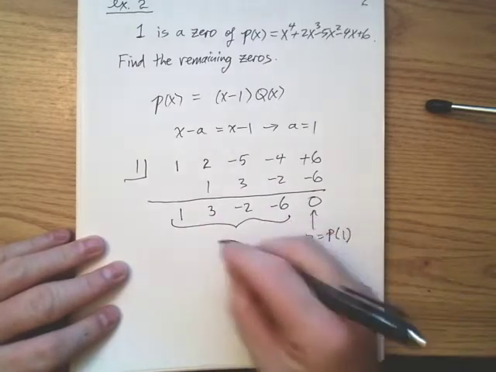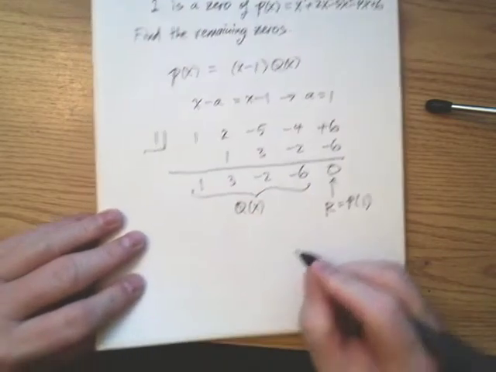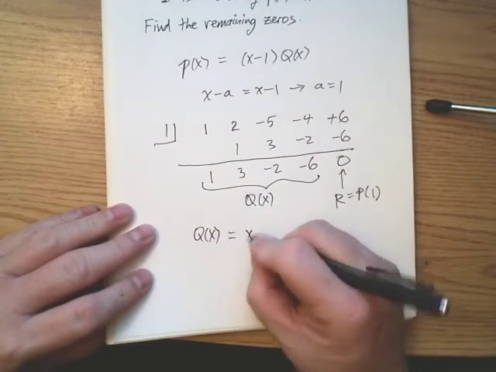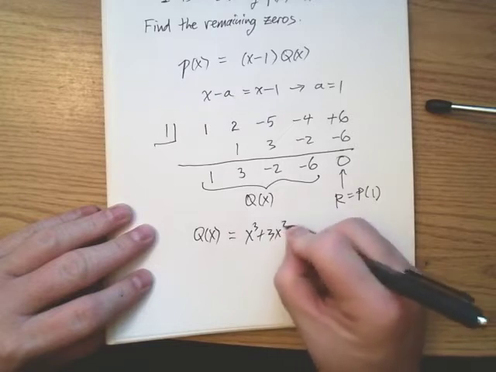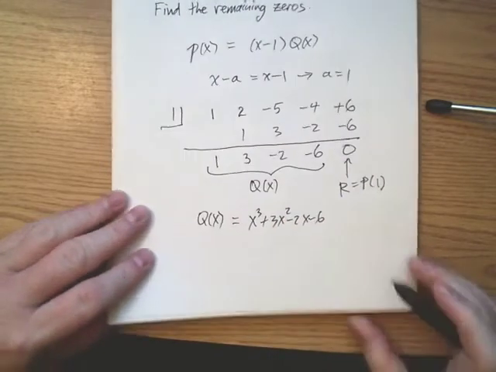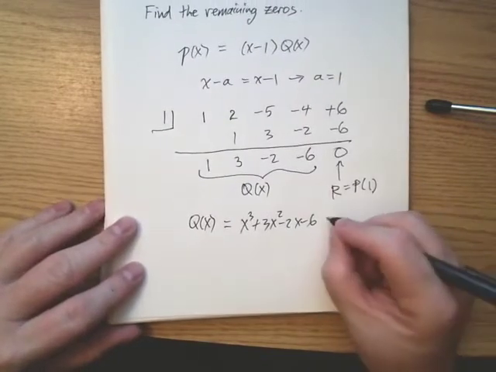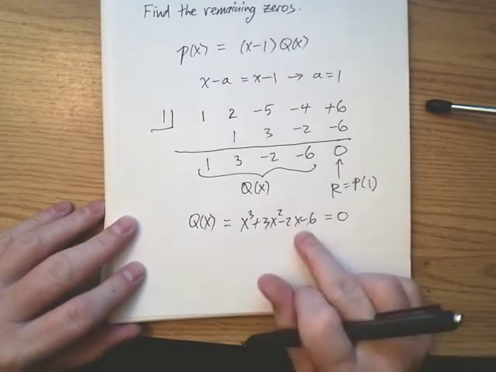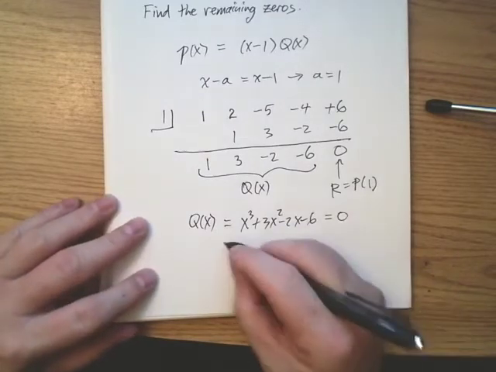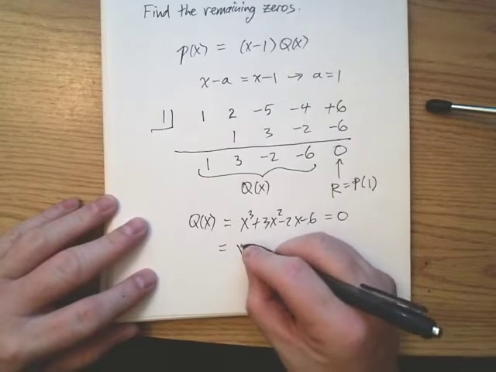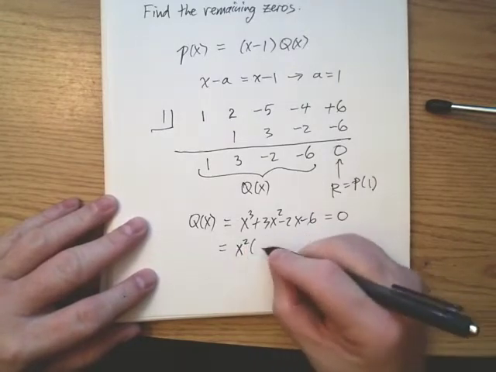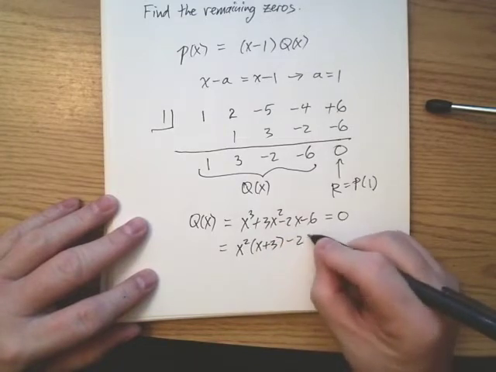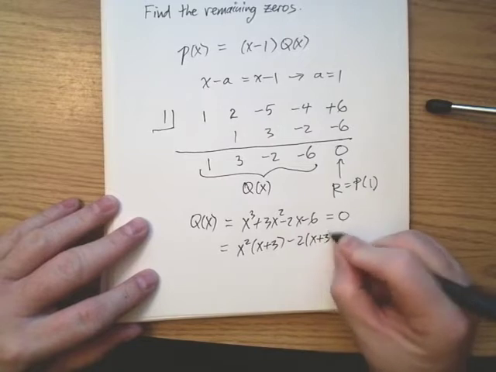Here are the coefficients of the quotient polynomial. Okay, let's go ahead and write what that quotient polynomial would be. And that would be what? X cubed plus 3x squared minus 2x minus 6. And then to find the remaining zeros of p, I would go ahead and set that equal to 0, right? Now, do you know any techniques that you could use on this? Okay, I'm thinking of a technique that you might have used from a previous class, which is factoring by grouping. Okay, and in this group, I think I can factor out the negative 2 like this.